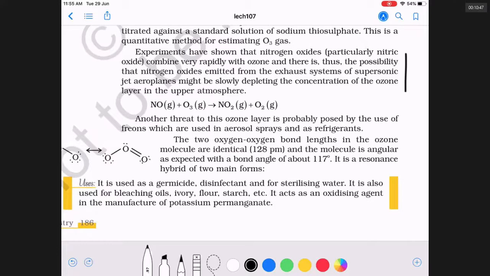The ozone layer is also damaged by freons, which are used in aerosol sprays. Some people will push something to remove bad smell from their body parts. They are called so many things. Many fathers also use them. All these aerosol sprays and refrigerants contain freon. Freons can damage ozone. Ozone layer should be there in upper atmosphere. Otherwise, you get UV rays and we die because of cancer.